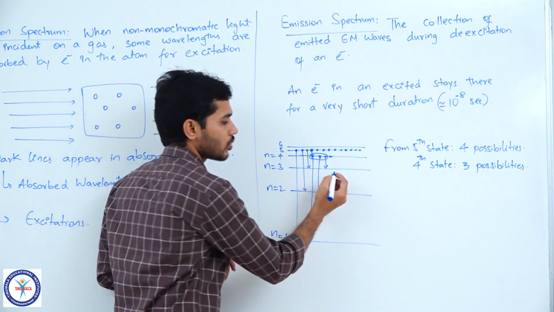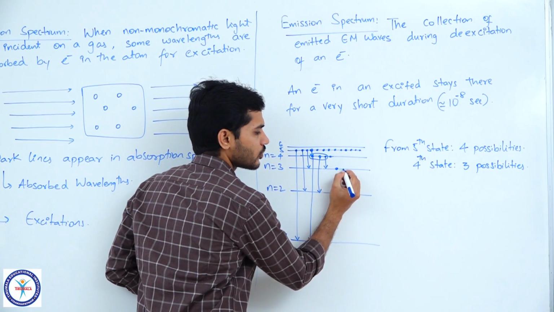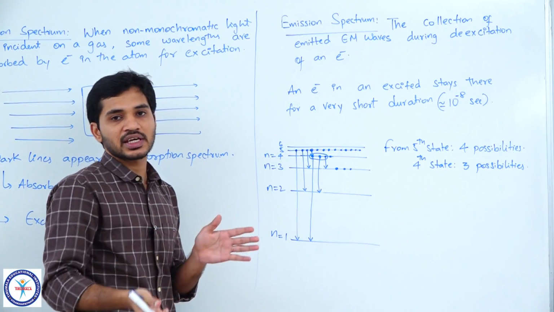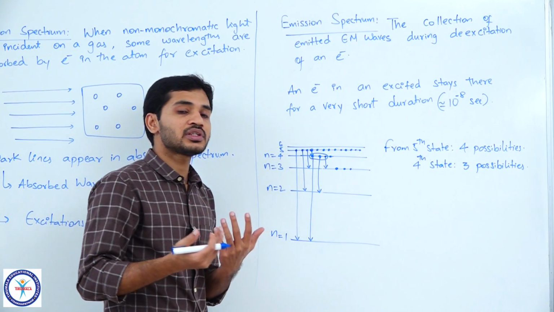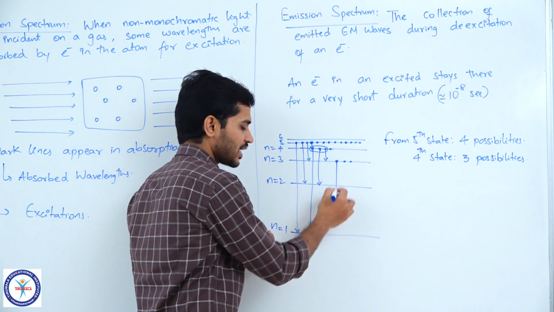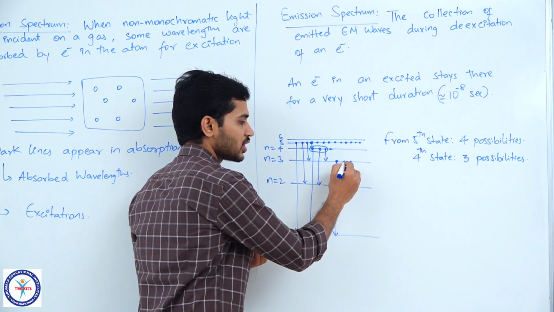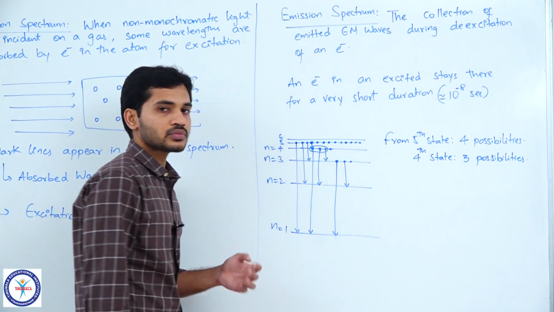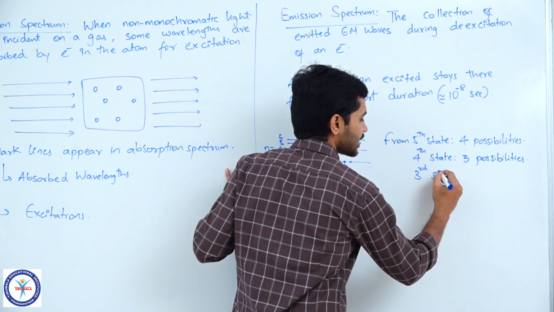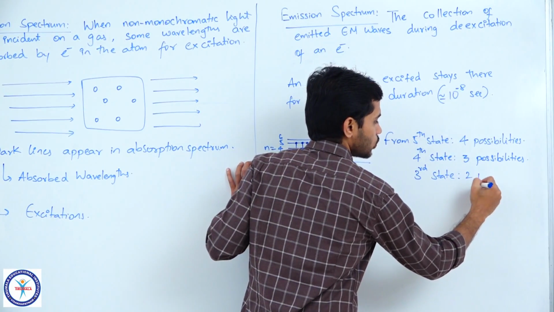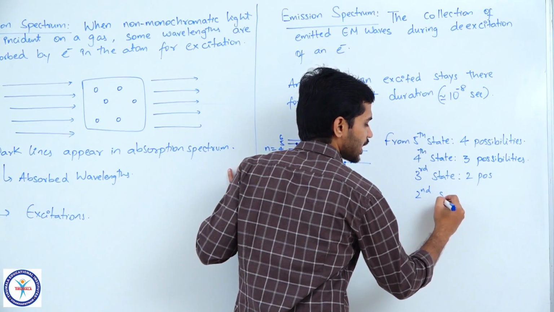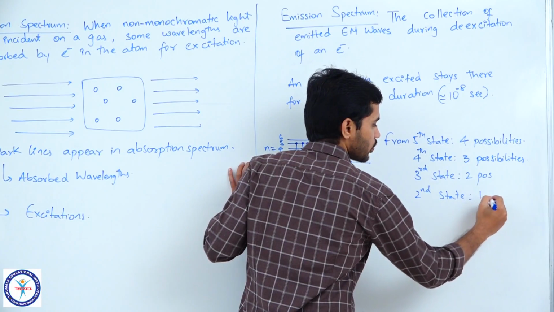We can now talk about the third state. Definitely there will be a few electrons which reach the third state, and from the third state they will once again try to de-excite. How many possible wavelengths can they emit? An electron in the third state can directly jump to 1, an electron in the third state can jump to 2. There are no other possibilities. So from the third state there are two possibilities, and you can actually see a pattern here. From the second state there is only one possibility.